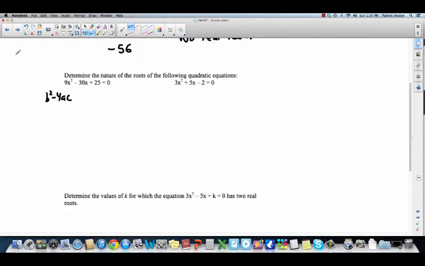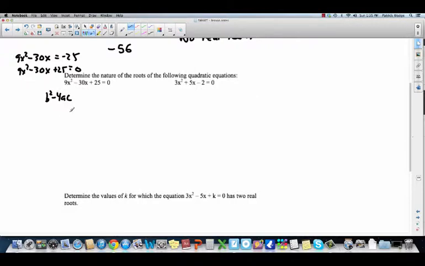Just so you're clear, if the question had been 9x squared minus 30x equals negative 25, you understand you would have had to move the 25 over first, right? So to make it 9x squared minus 30x plus 25 equals 0, it must be equal to 0, so you have your a, b, and c value, just like before when you use the quadratic formula.